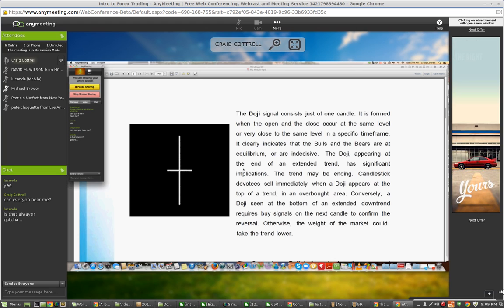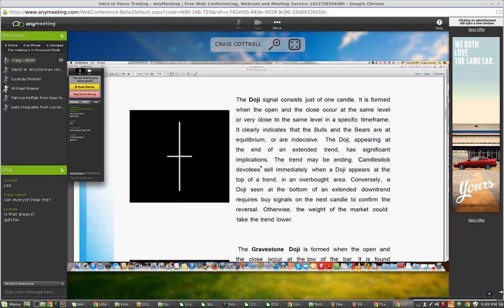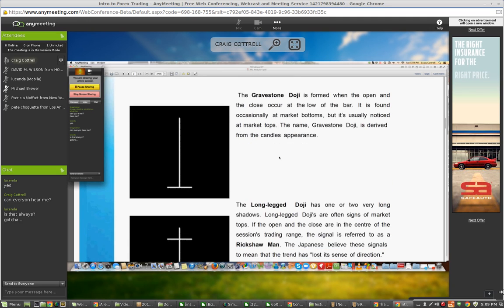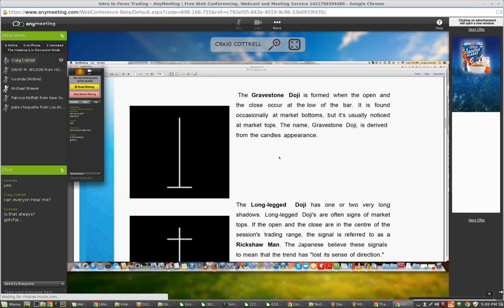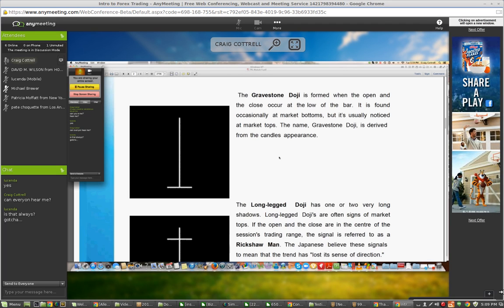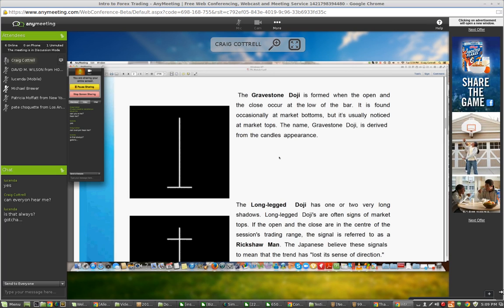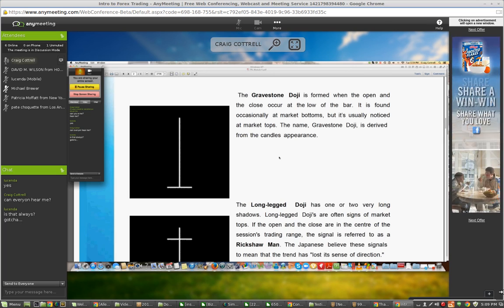Now, there's a couple more versions of a doji. For example, this one here is known as the gravestone doji. Now, the horizontal line is at the bottom of the candle, isn't it? So you have the open and the close occurring at the bottom of this particular time frame. Now, this is usually found at what's called a market top, and that means at the very top of an uptrend. And that makes sense.